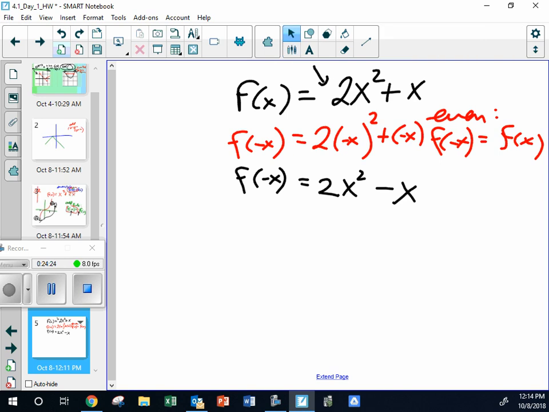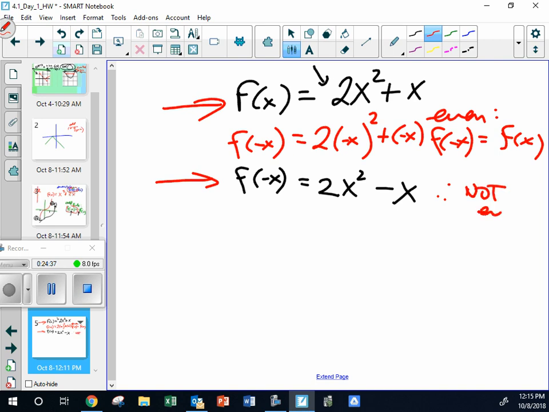Now, we now know f of x. They gave it to us. We now know f of negative x. Are they the same as each other? No, and therefore, I can say dot, dot, dot. Therefore, not even. All right. I'm pretty sure it's not odd, but that doesn't count as a proof.